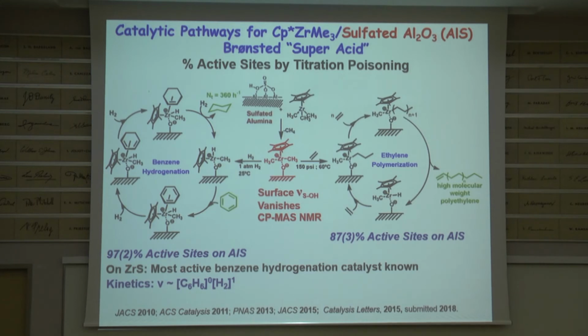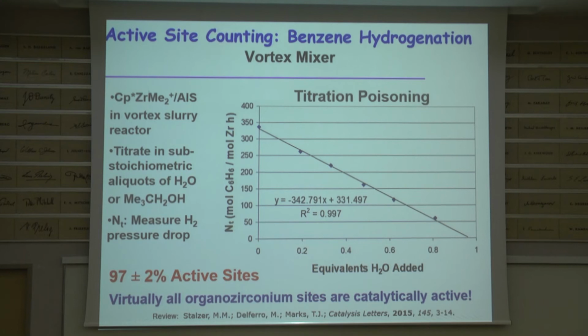But now, with a system like this, for example, we can bring on the whole armamentarium of physical methods without worrying that we're looking at a spectator. We're looking at, instead, the real catalyst. Oh, this is just a poisoning experiment. So this is the turnover frequency.